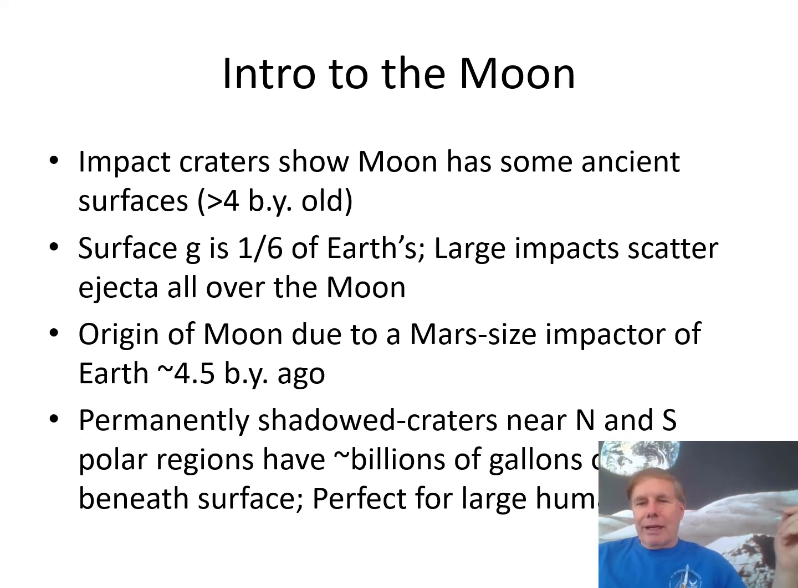And we strongly believe, put it that way, that they have billions of gallons of water beneath the surface. That's a lot. And so large lunar colonies would initially probably form around these areas. NASA plans to land astronauts in the areas of these things probably in 2024 or 5.